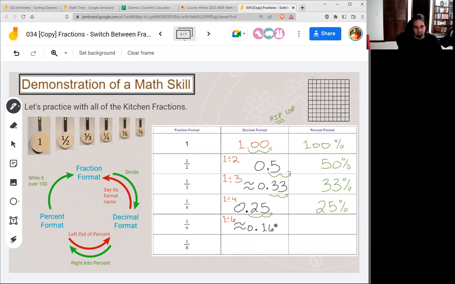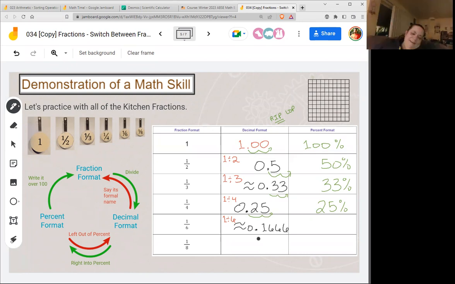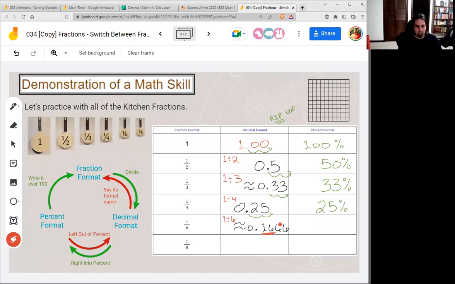0.16666666666. Yeah, these 6s go on forever after. So I want to keep 2 of them. I'm going to get rid of these. Does the 6 that's next to the one I'm keeping make the one I'm keeping go up? Yes, it's 5 or more. So instead of rounding it to 0.16, I'm going to change that to be 0.17 because I got rid of a 6 next to it.